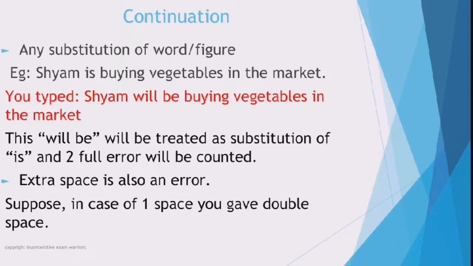Now another subtopic under full mistakes, that is any substitution of word or figure. Let's look at the same example once again. Sham is buying vegetables in the market. You typed Sham will be buying vegetables in the market. Now in fact it's not an addition, it's a substitution, that is "is" being replaced by "will be". This will also be calculated as full error, but based on what was given in the passage. In the passage was given "is", and you have replaced it with "will be". So rather than counting 4 plus 2, 6 or 7 errors, 2 full errors will be counted, because "is" consists of 2 characters.